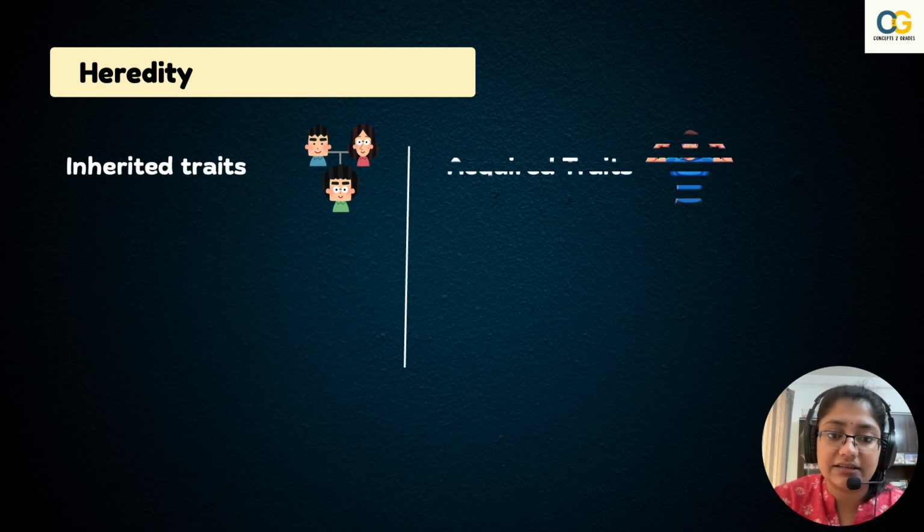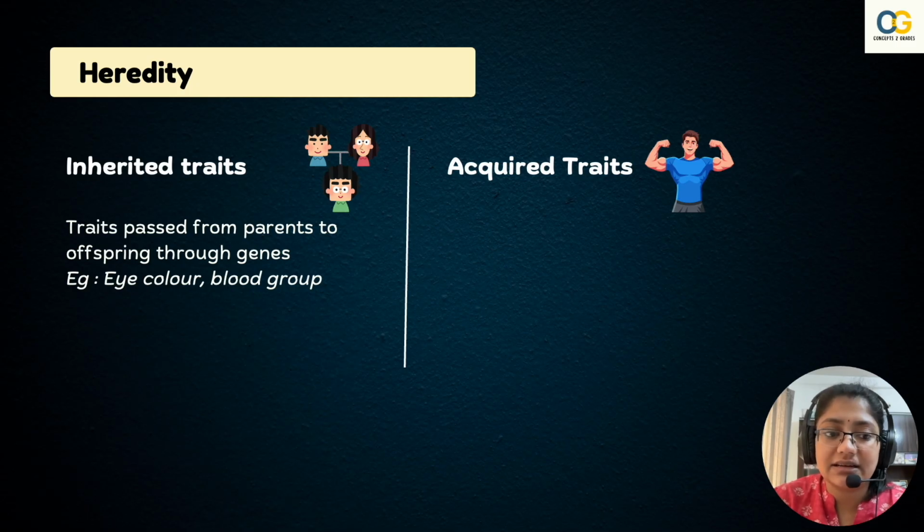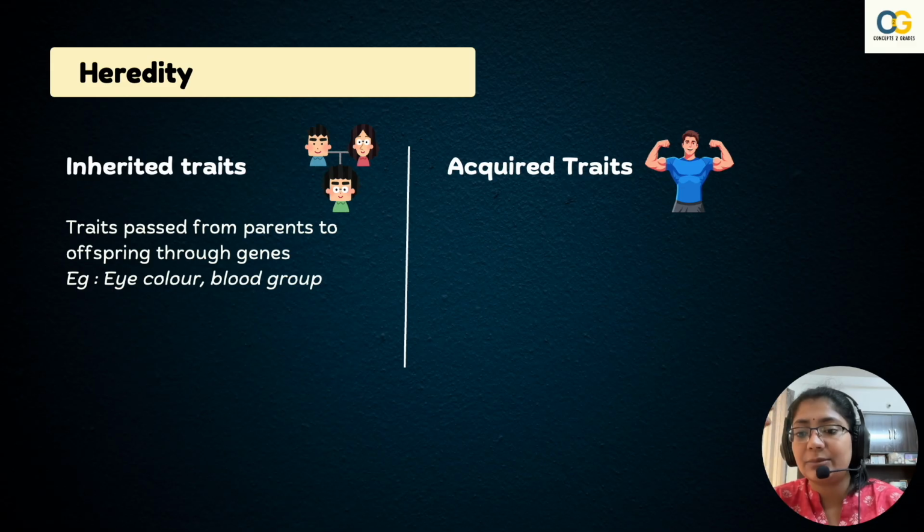One is an inherited trait and next is an acquired trait. Inherited traits are the traits that are passed from parents to offspring. Like your eye color. Let's say in your family no one has blue eyes. There is no chance of you getting blue eyes. It is as simple as that. So the trait is passed on from parents to offspring.